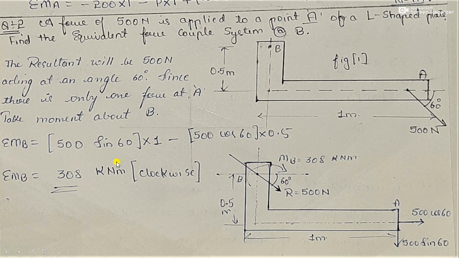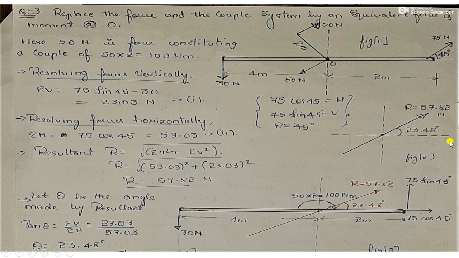So when you calculate this, you'll have summation of MB equals 308 kilonewton meter, which is clockwise. If you are getting the sign as positive, then it means that it is acting clockwise. Next, this is our third problem.